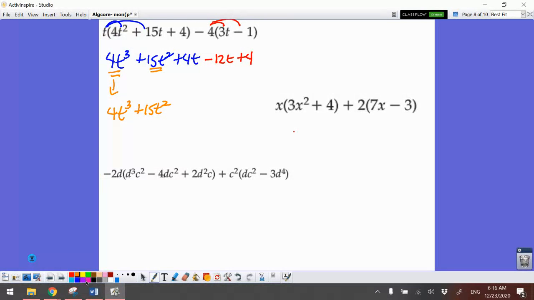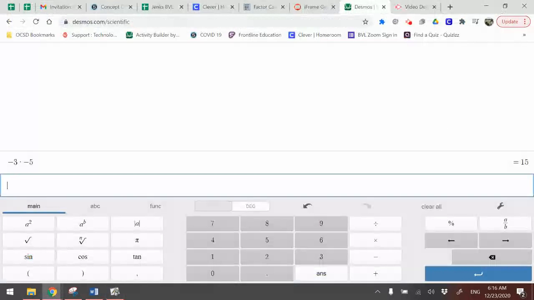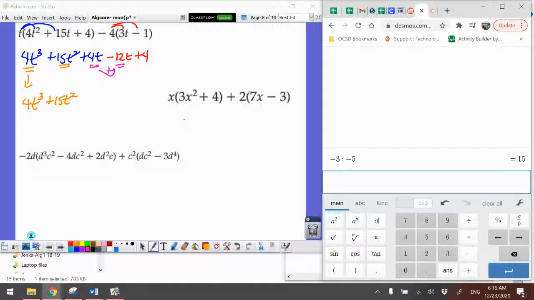Okay, so now I'm looking at t's, and I see that these two are like terms, so I'm going to add them. So what is 4t plus a -12t? So 4 plus -12. Get your calculator open here. Remember to use that if you're struggling, especially with negatives. So 4 plus -12 is going to give me a -8. So minus 8t. And then my positive 4 doesn't have anybody to hang out with, no like terms, so I'm going to go ahead and drop that. Okay, go ahead and try this next one.